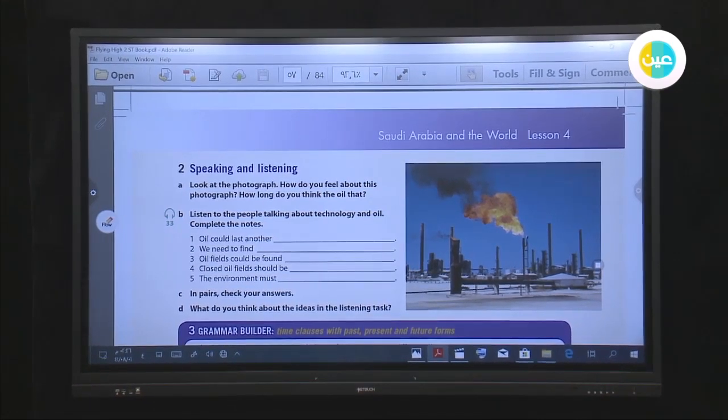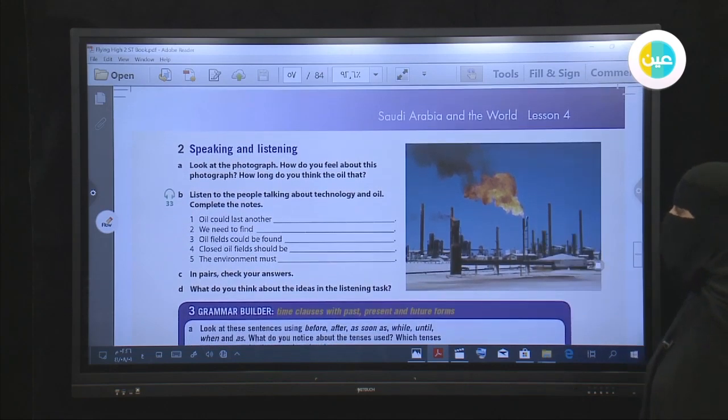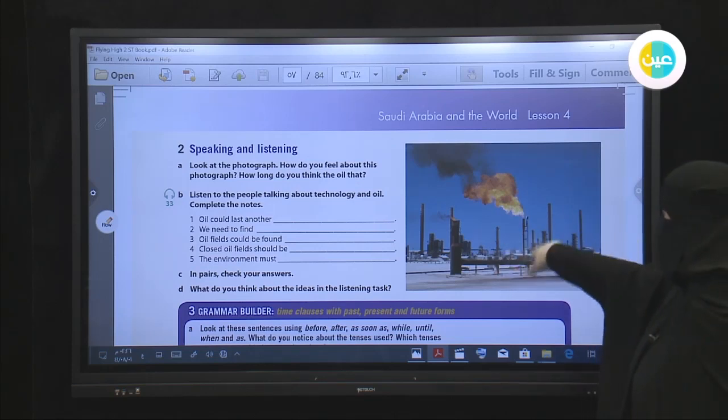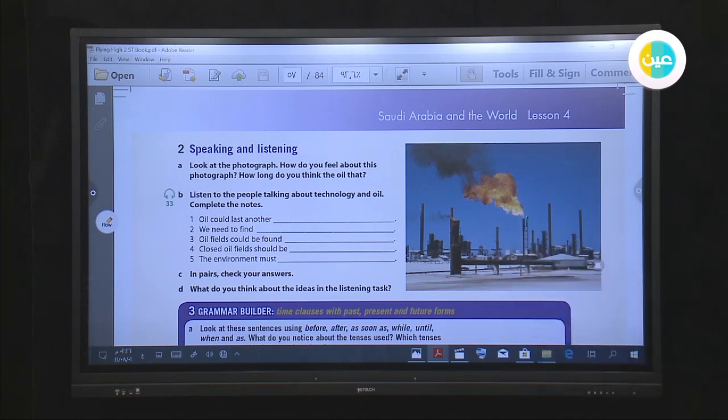Now, go to page 57, exercise 2. Speaking and listening. Look at the photograph. Here we have a photograph. What is this? What are the things in the photograph? What do you think or how do you feel about this photograph? Here, as we can see, it's like a factory, an oil factory. Actually, it's a field of oil, like the Aramco fields and such fields. Go now to B.